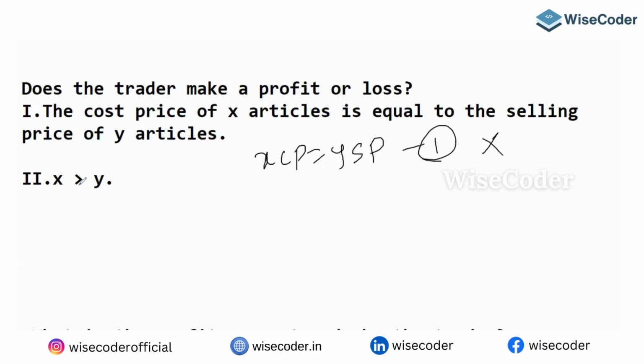Two alone: X is more than Y. But we should know the relationship between X and Y, no? Yes or no? Which is given in statement 2. So here it says X is more than Y. Let's say this is 4, this is 5. If you know the numbers, you can figure it out. Yes or no? So what is the answer here?